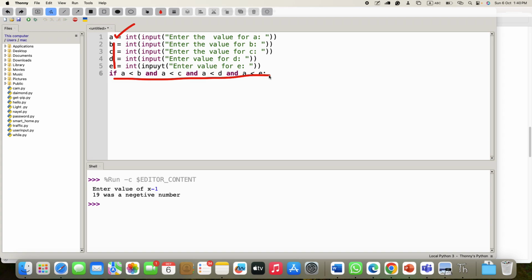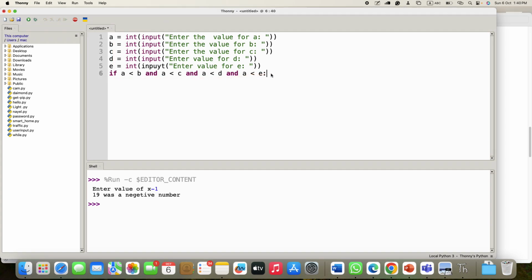But that's why we use "and". "And" means that if A is less than B but not less than C, it will not be true. So the and gate is true when all the conditions are true. So A has to be younger than everybody else. If that is the case, we simply say A is the youngest one.